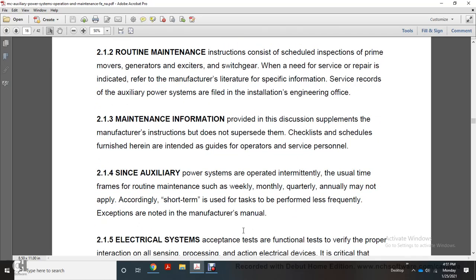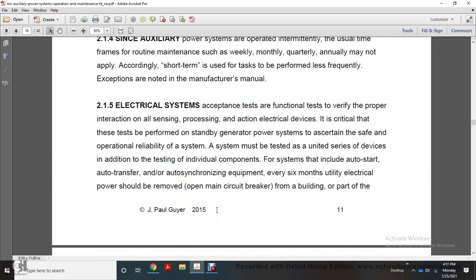2.1.4. Auxiliary power systems are operated intermittently. The usual time frame for routine maintenance, such as weekly, monthly, quarterly, annually, may not apply. According to the short-term use, some tasks may be performed less frequently. Exemptions are noted in the manufacturer manual.